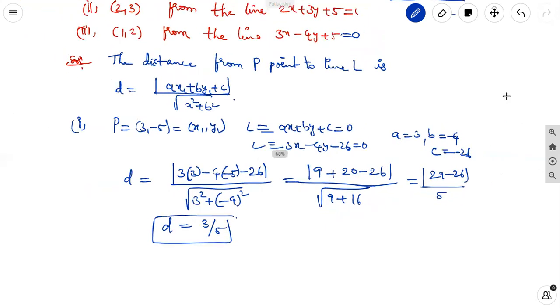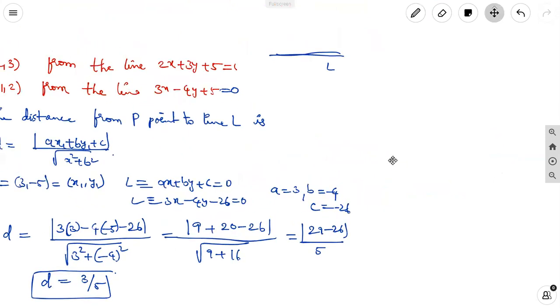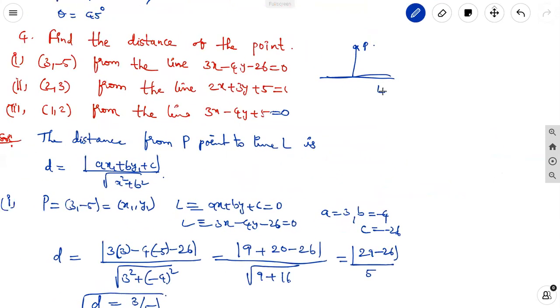In the same way, for the second problem, the point P is equal to 2 comma 3, which is x1 comma y1.